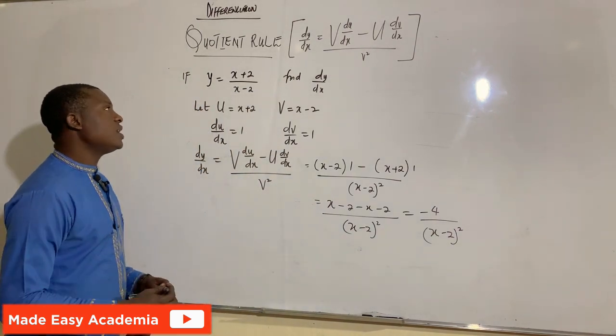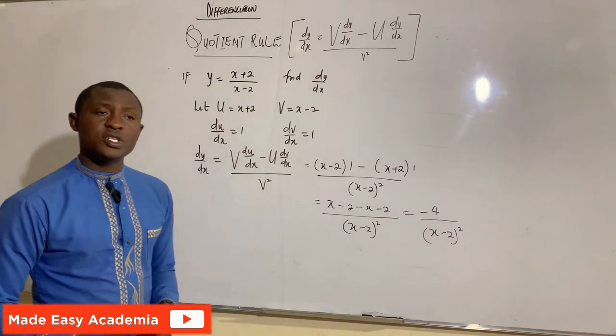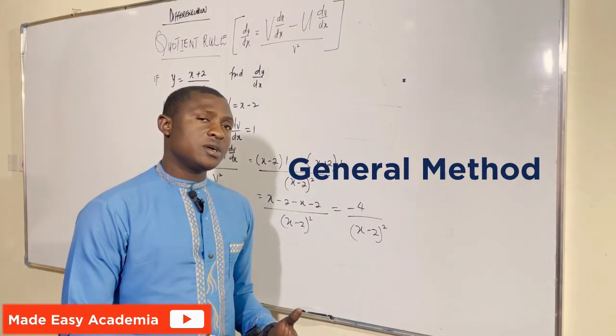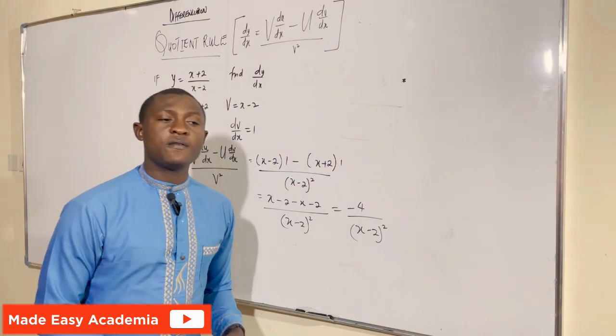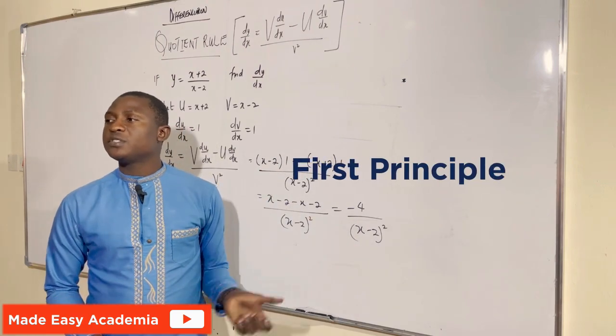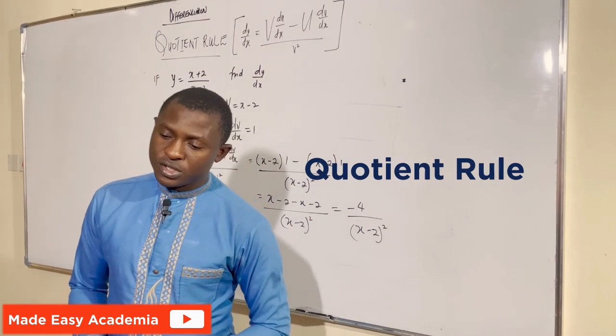So that's all we have for the quotient rule. Now we have done the general methods: the function of a function, which is the chain rule, the product rule, first principles, and at the same time the quotient rule.